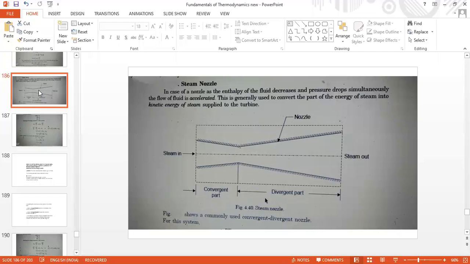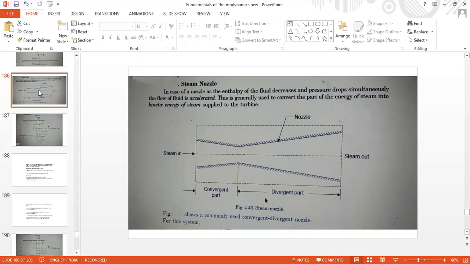Yes, sir. Okay, in the last class we discussed the steady flow energy equation, and this is a very simple equation which can be applied on many steady flow devices.